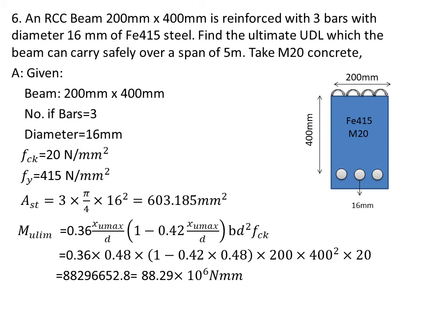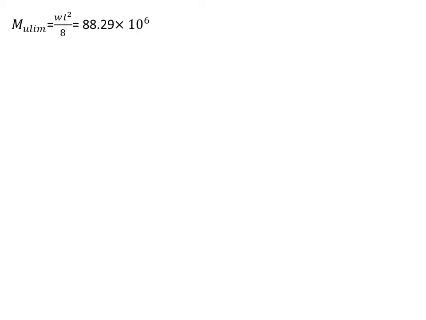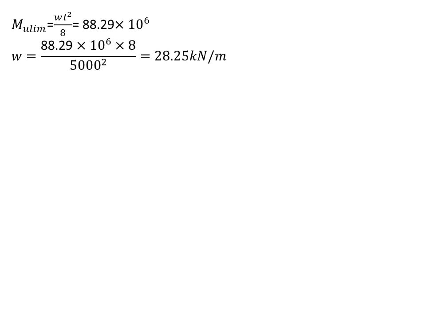It says ultimate UDL. In UDL's case, bending moment is equal to WL square by 8. The maximum bending moment, the formula used for UDL, WL square by 8, and the same is equal to the value of 88.29 into 10 raised to 6. We have to find the value of W here, that is the ultimate load. And we get 28.25 kilonewton per meter.